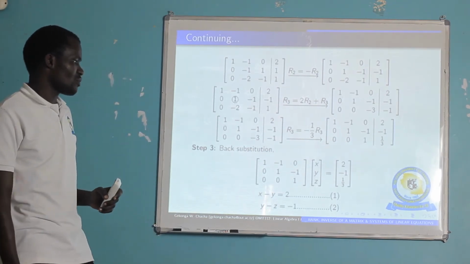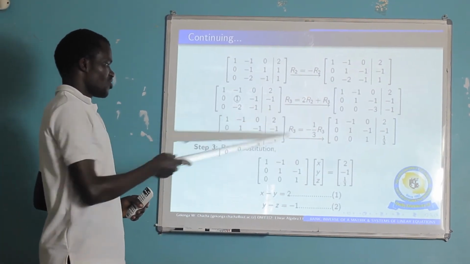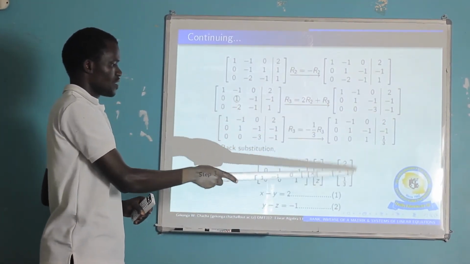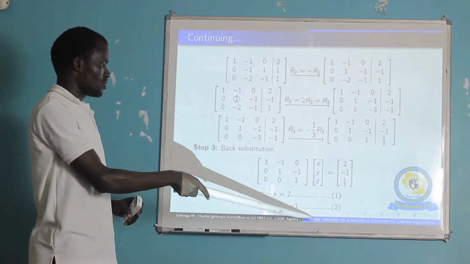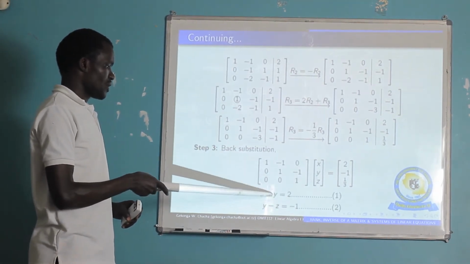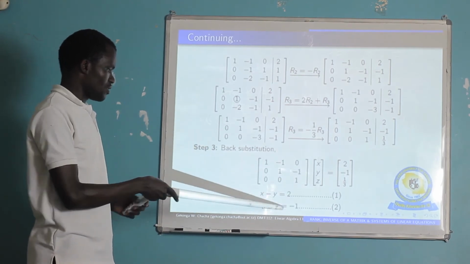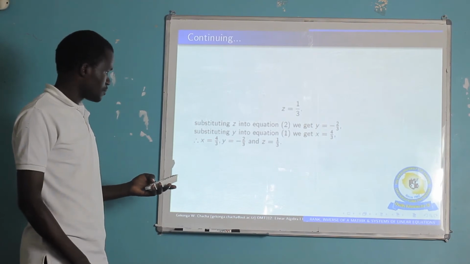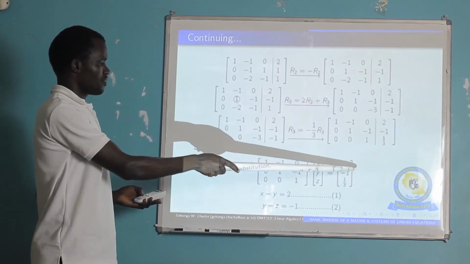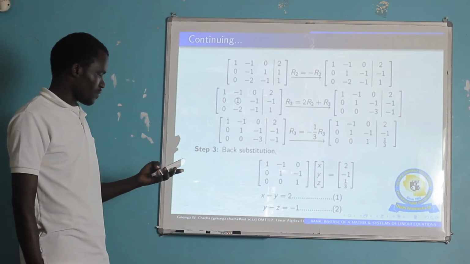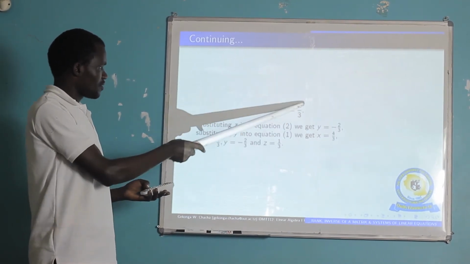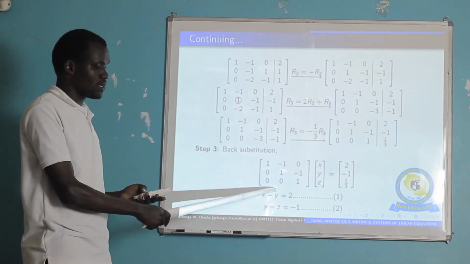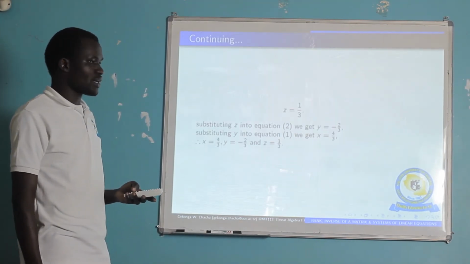So next is back substitution. We take this matrix here, and the vector x, y, and z equal to this vector obtained here. So you multiply this one with this one, we get this one here, and this with this one, we get z with this one here. So we equate with this respectively, 2, negative 1, 1 over 3. So the last gives us z. Substituting back, you get 1, substitute back here, you get the value of x.